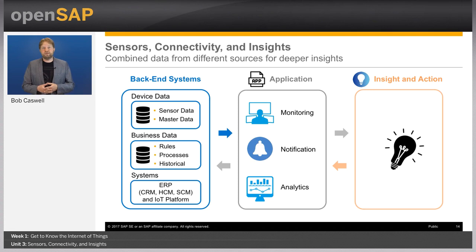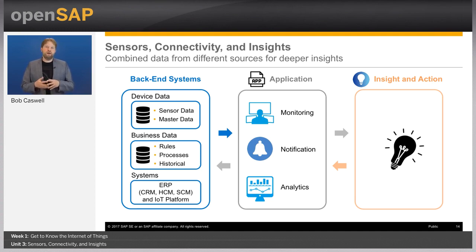Companies use backend systems like customer relationship management or CRM, human capital management or HCM, and supply chain management or SCM. And they use all these different systems to run their business. Backend systems using IoT platforms process sensor data and then map this sensor data to existing master data for the devices. Additionally, backend systems contain existing business data to define business rules and processes. Backend systems also have a repository of historical data.